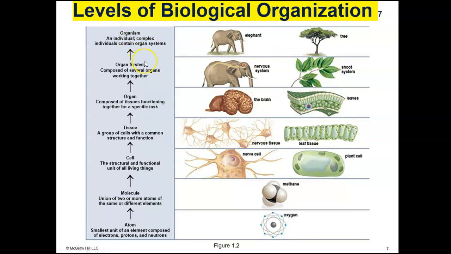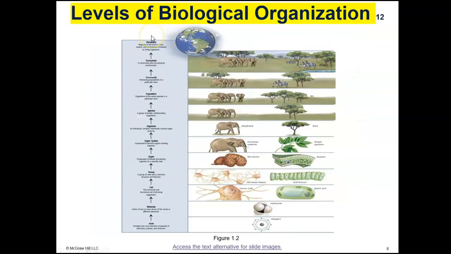And then all the organ systems together combine to make the organism. This organism is an elephant, and it has 11 organ systems. This organism shown here on the right is a tree, and it's got two main organ systems. The shoot system is above the ground, and the root system is below the ground. So know these levels of organization in order: atom, molecule, cell, tissue, organ system, organism.